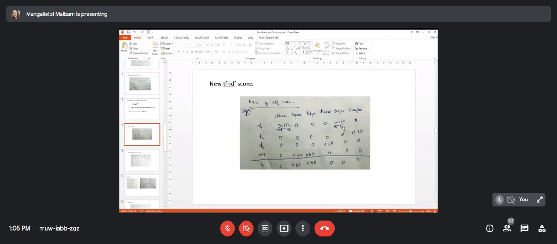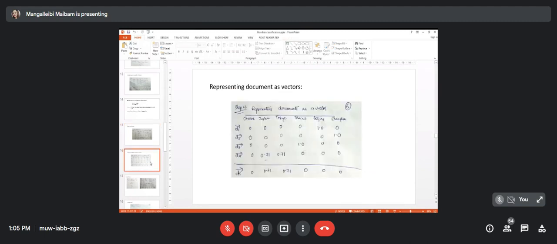Here is a small change for Beijing in D1. Here I have written the IDF as 1, so you have to write it as TF, and in 0.60 you have to write IDF. You have to change this one. So this is the new table for TF-IDF.